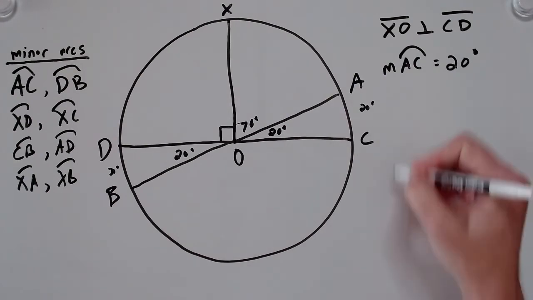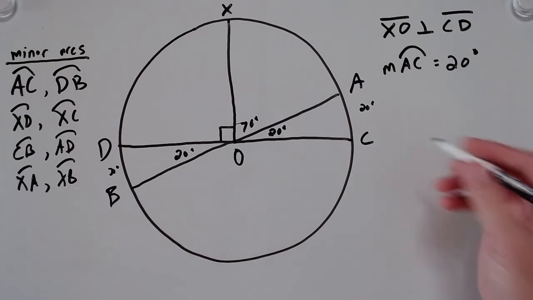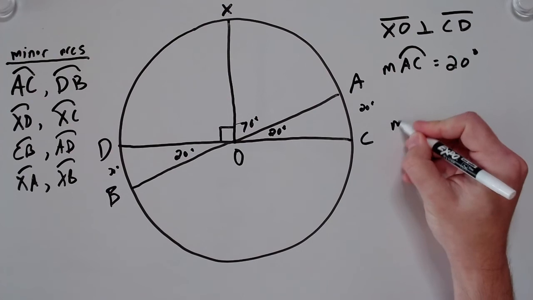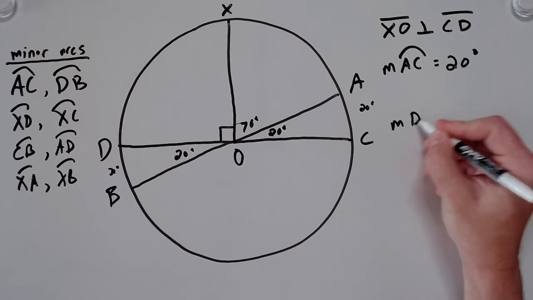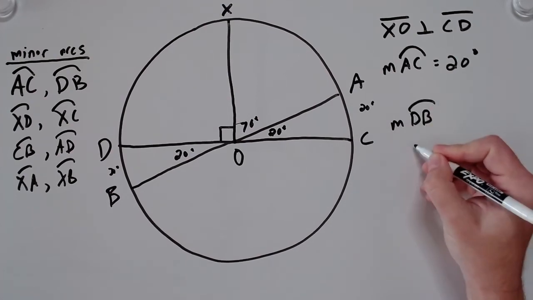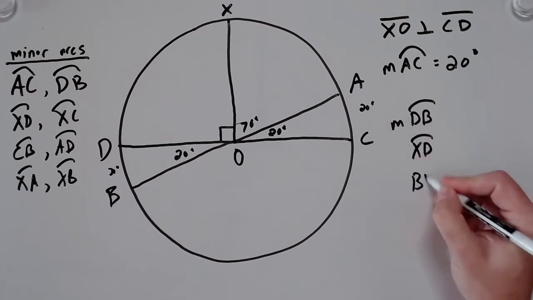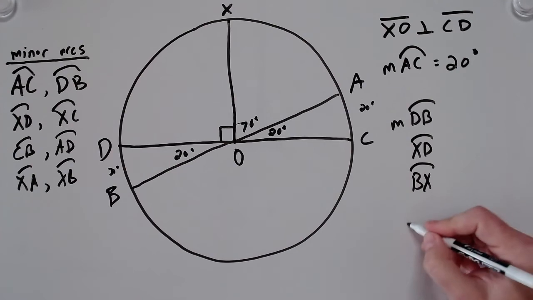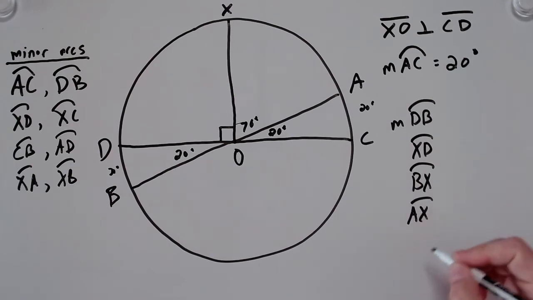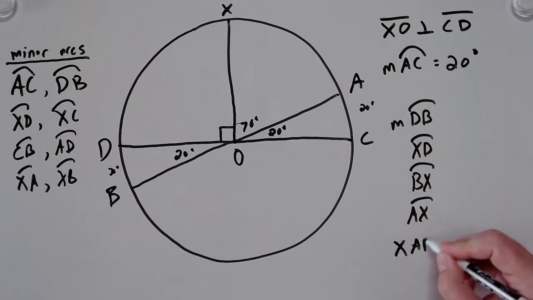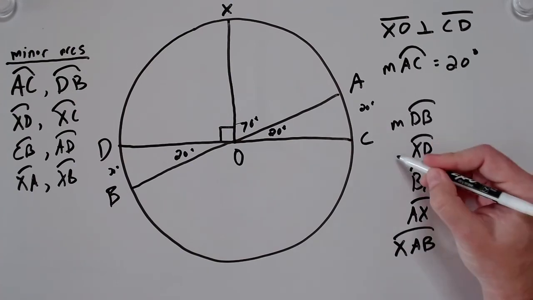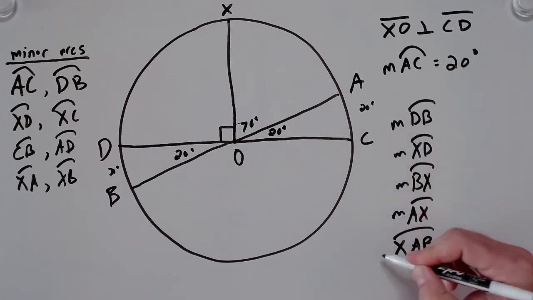So I'm going to write down some arcs over here, and we're going to find the measurements of all those arcs. So we want to find the measurements of DB, XD, BX, AX and XAB. Okay, so these are all measurements. Measurement, measurement, measurement, measurement.